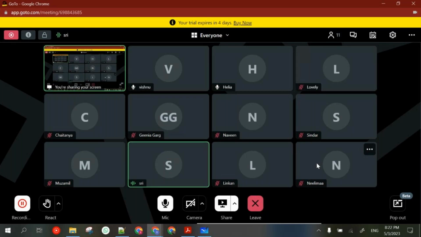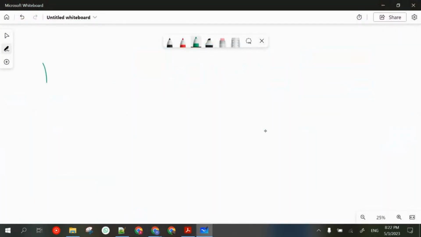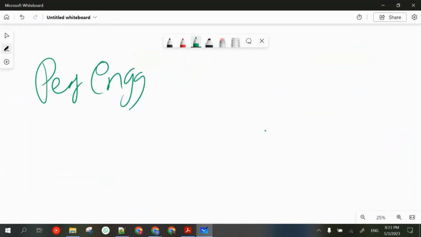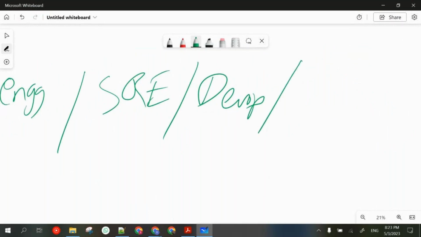How do you see the demand for chaos engineers? Because there are so many people with DevOps, SRE, performance engineering, and capacity planning teams. So see, let me explain it like this. Let's say you are a performance engineer, let's say you are an SRE, let's say you are a DevOps engineer, let's say you are some other tester.